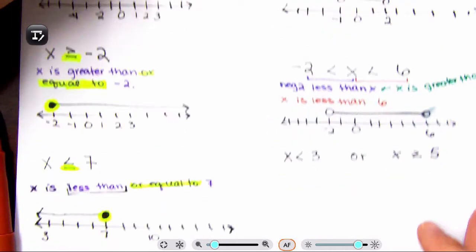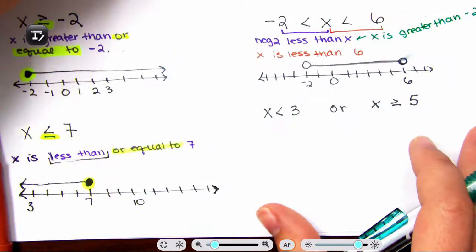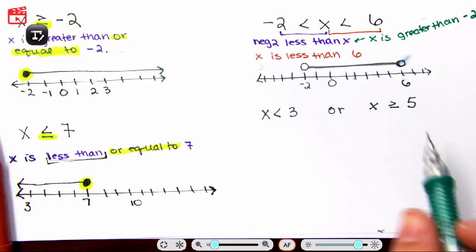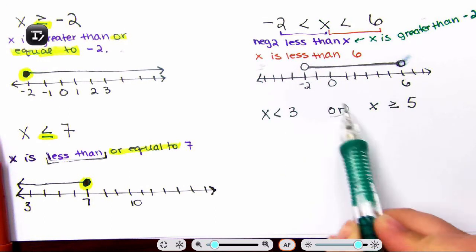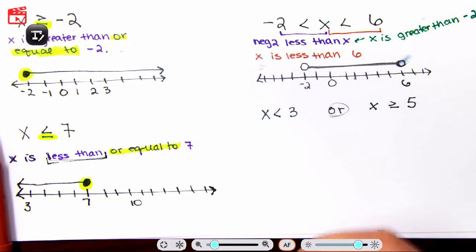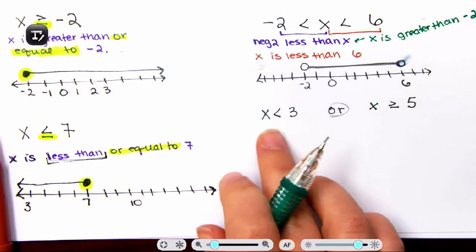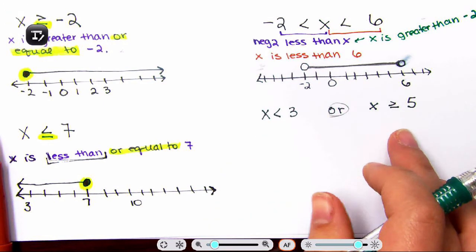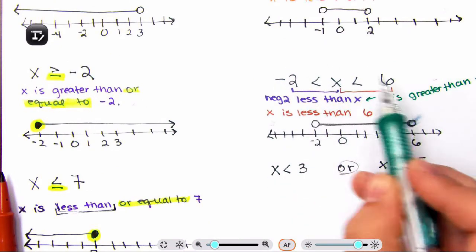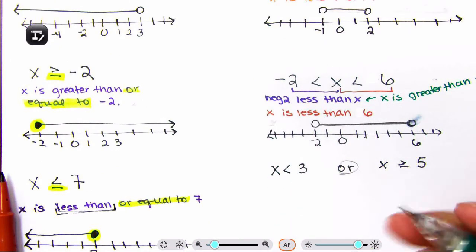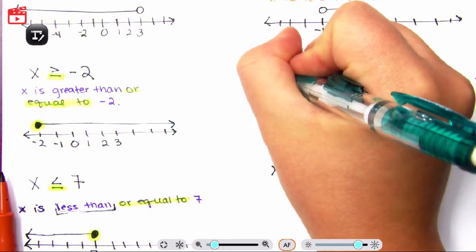Now, one more type of inequality that you're going to deal with, that's a compound inequality, is an or statement. An or statement is, it can be this or it can be that, okay? When you're dealing with something that looks like this, when it's combined into one statement, that means an and. So this is an and statement. All of these are and statements.